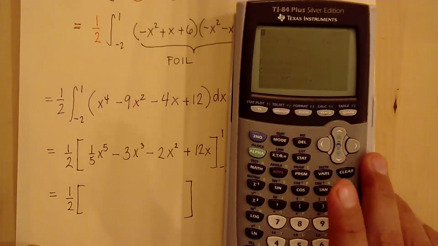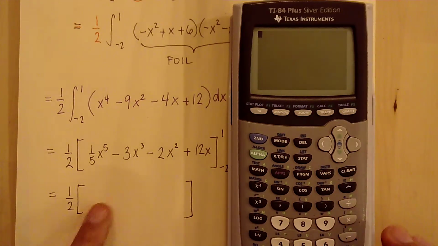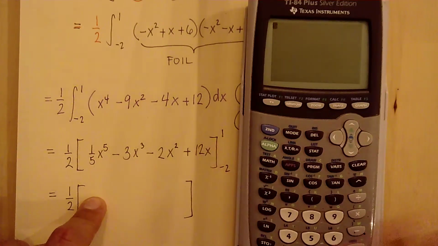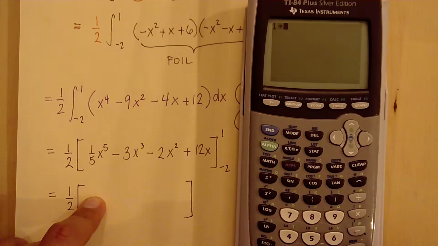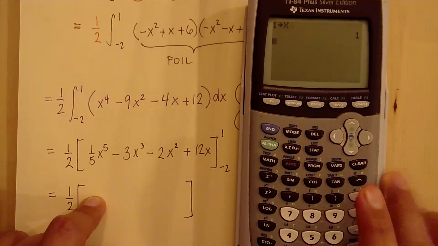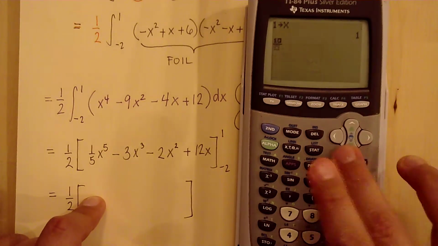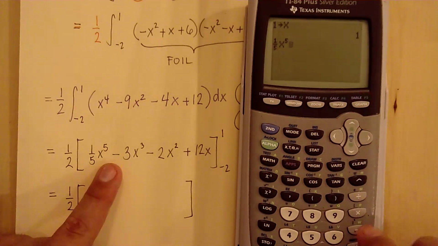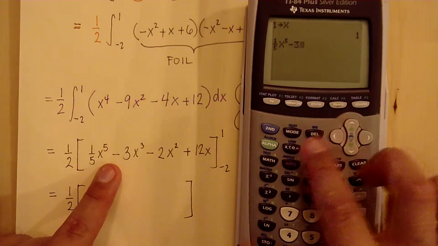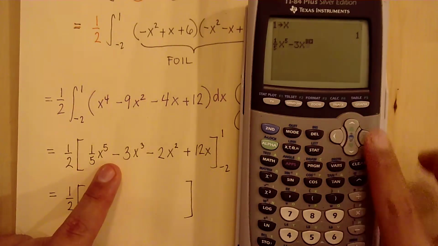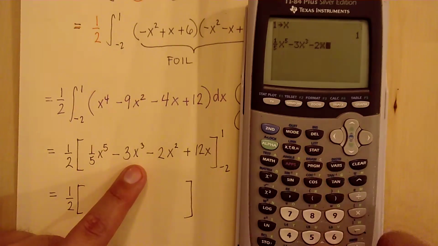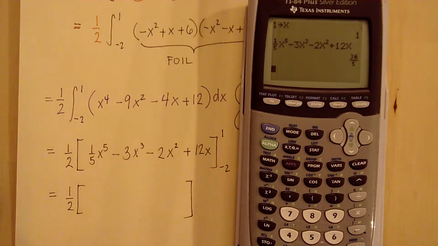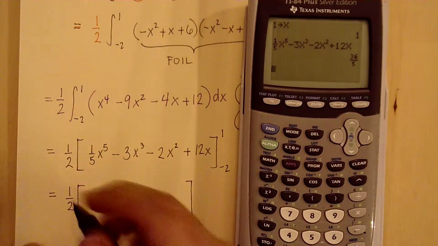Batteries are low, definitely going to need to change those at some point. So let's do this. Storing x as 1. 1, store x. Okay, now we can begin. 1/5 x to the fifth minus 3 x to the third minus 2x squared plus 12x, right? And that's giving me 36/5.